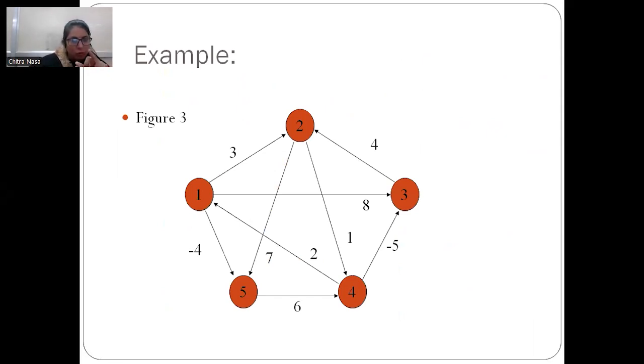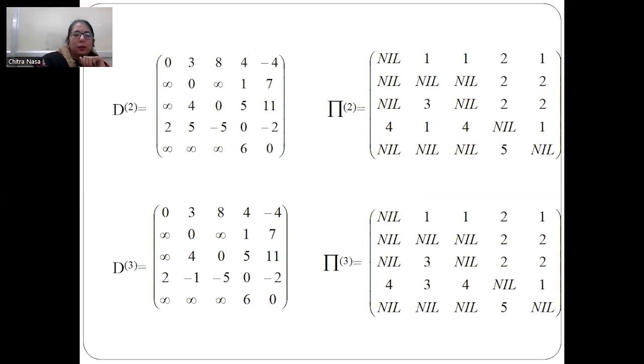For 1 to 4 there is no direct path, but via 2 there exists a path. That is, the 1 to 2 cost is 3 and 2 to 4 is 1. So the overall cost will be 4. So we will update this entry in D2 with 4, and in the pi 2 matrix we will fill in that the ancestor will now be 2. Right. Similarly, we keep on updating all the values. D2 means considering 2 as an intermediate vertex.